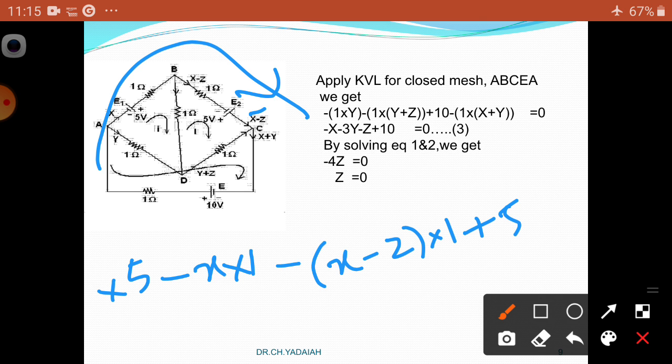Now write the C to E. There is no resistance value. Now here the direction, so what is minus to plus? Raised voltage plus. What is it? 10 volts.